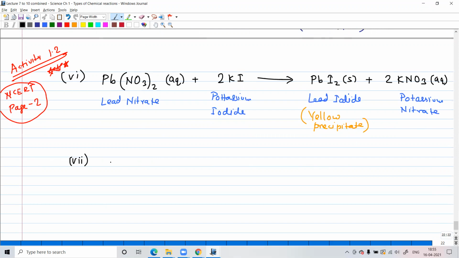Some heavy examples. Let's take a simple one and the last one probably. What would be the name of this compound? Anyone can tell? NaOH? Sodium hydroxide. Sodium hydroxide.